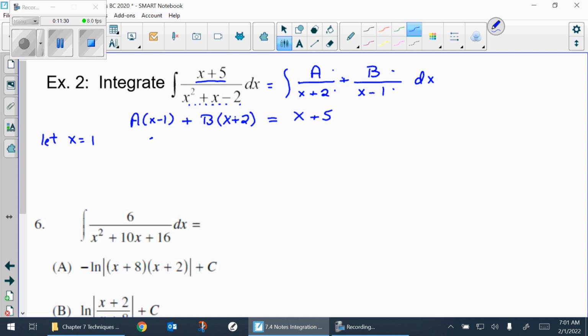If x is 1, this is going to be 0. I'm going to have 3 b's. And if x is 1, then b is going to be 2. I'm going to let x equal negative 2. So that's going to be negative 3a. And if x is negative 2, so a equals negative 1.